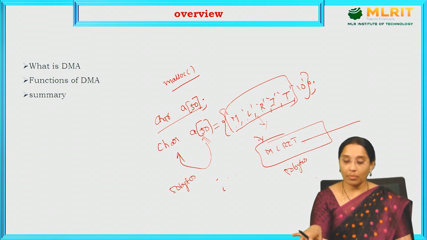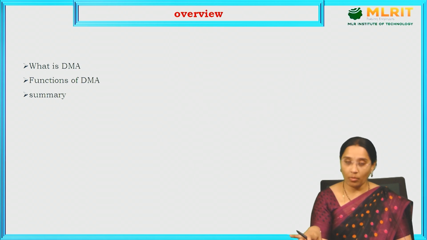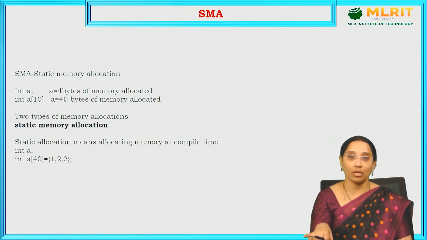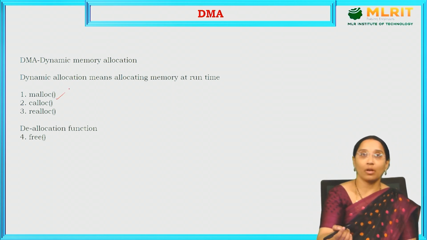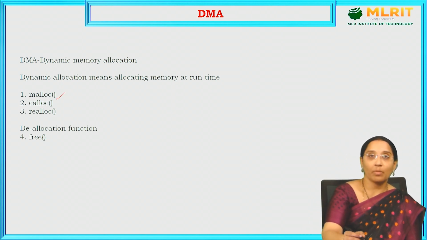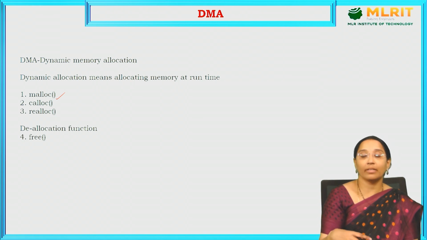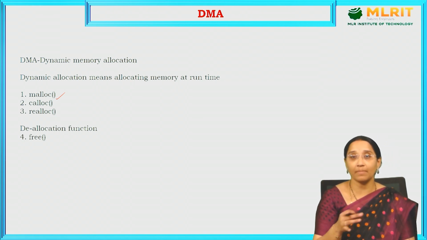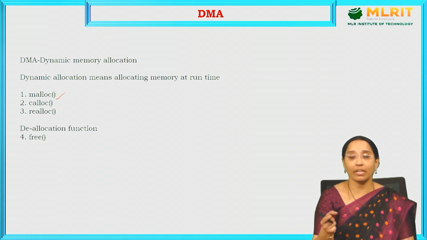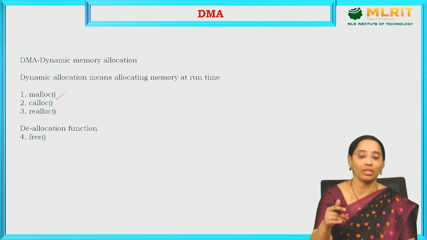So what is dynamic memory allocation? Memory is allocated only at the time of execution. We have discussed this using the malloc function. Malloc is memory allocation. Memory will be allocated only at the time of execution, and dynamic memory allocation is done from the heap section. To access this dynamically allocated memory, we need to use pointers, as I have told you, which is one of the applications of DMA.